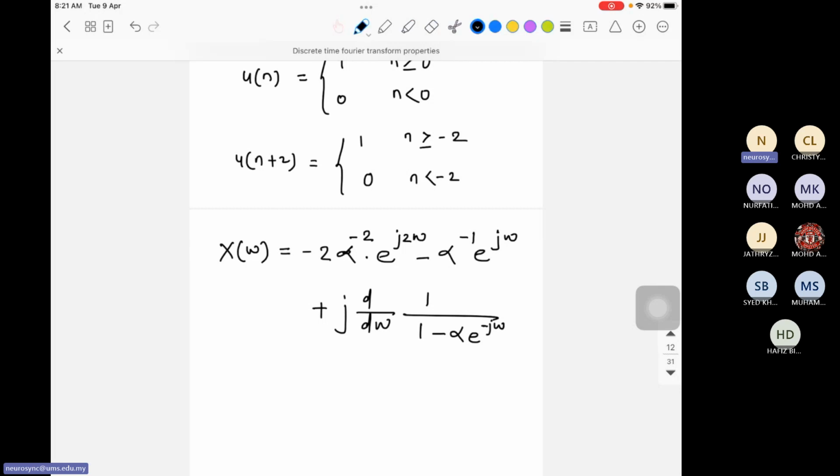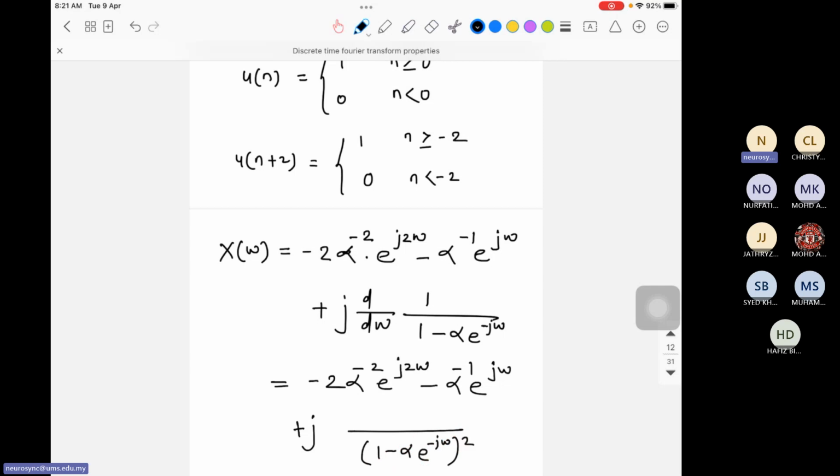Now this is basically equal to what? Minus 2 times alpha to the power minus 2 e to the power j 2 omega, minus alpha to the power minus 1 e to the power j omega, plus j times, if you do the derivative of this, what you will get? This is 1 minus alpha e to the power minus j omega whole square, and derivative of this term is alpha times e to the power minus j omega. So the final result is basically this. This is the final answer.